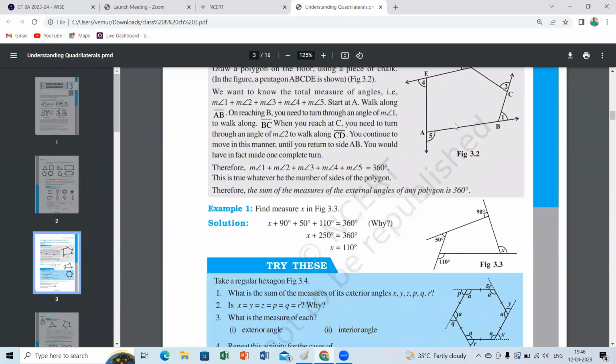We have an activity we can also do. We can cut all the exterior angles and place them on a paper, so they form a circle. A circle means a complete angle. It forms a circle, so it's a complete angle.